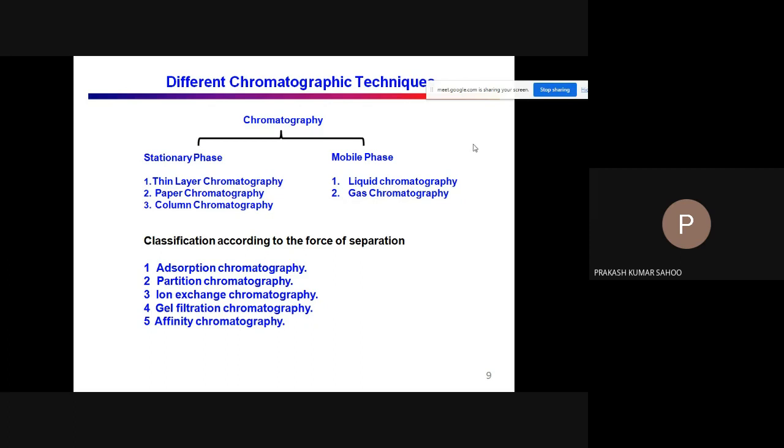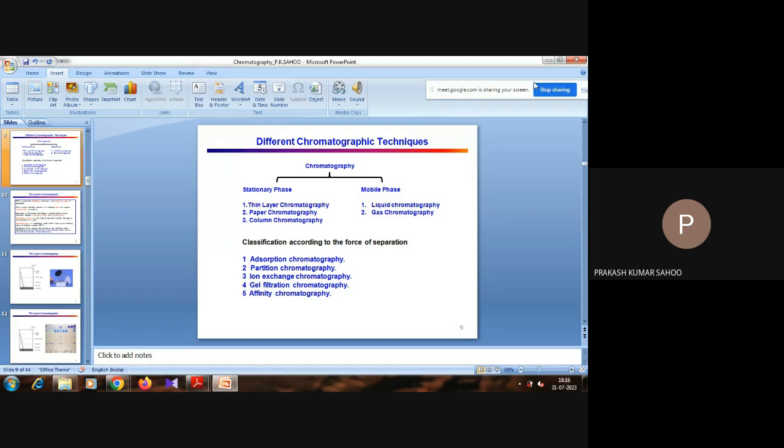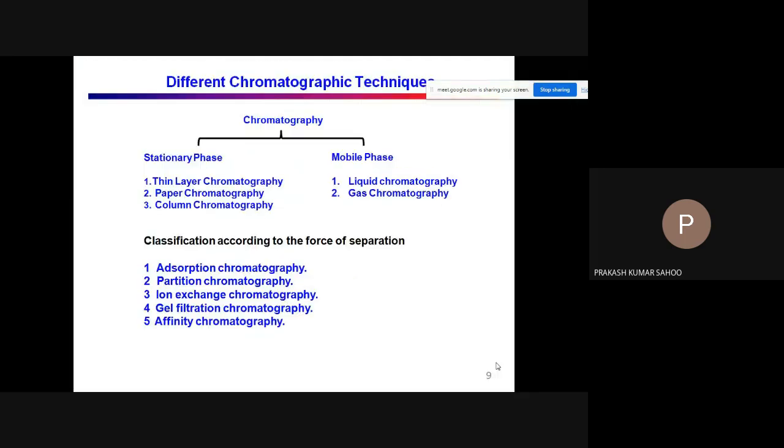So, in liquid column chromatography, we normally use two types of chromatography, that is liquid chromatography or liquid-solid chromatography. So liquid-solid chromatography is based on the adsorption phenomenon, like paper chromatography or TLC, thin layer chromatography.